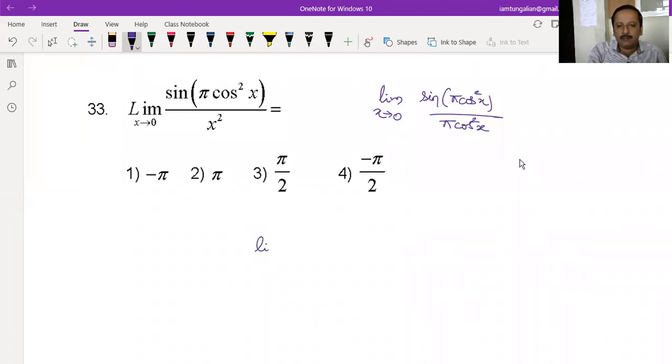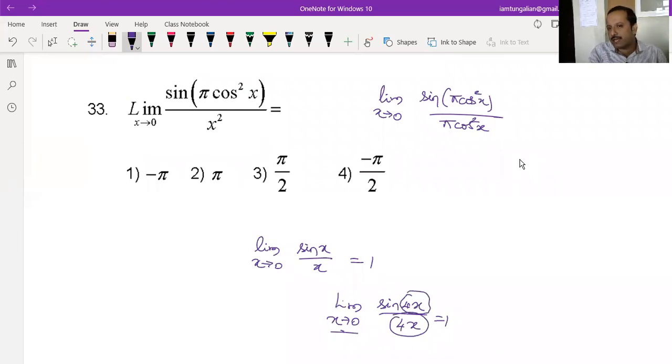Though we say limit x tends to 0, sin x by x is equal to 1, or if I have limit x tends to 0, sin 4x by 4x, this is also equal to 1. There, when x tends to 0, this 4x will also tend to 0, so we can write that as 1. Now in this particular problem, the problem that we face is when x approaches 0, this pi into cos square x does not approach 0. Therefore, this limit is not equal to 1.